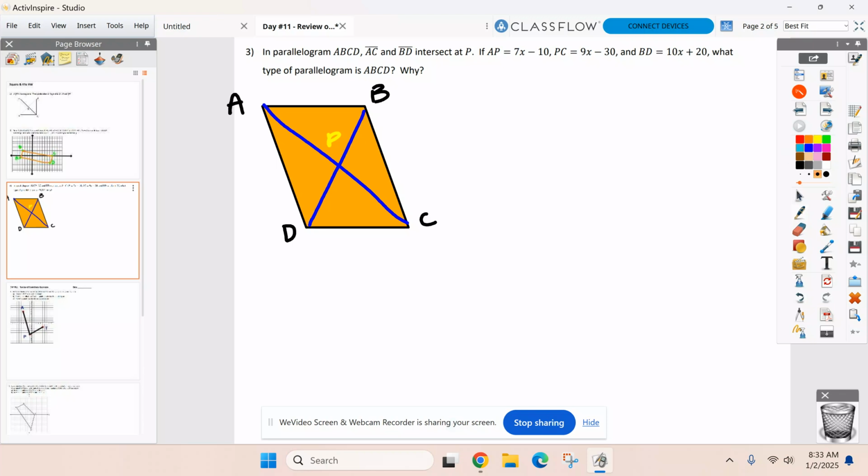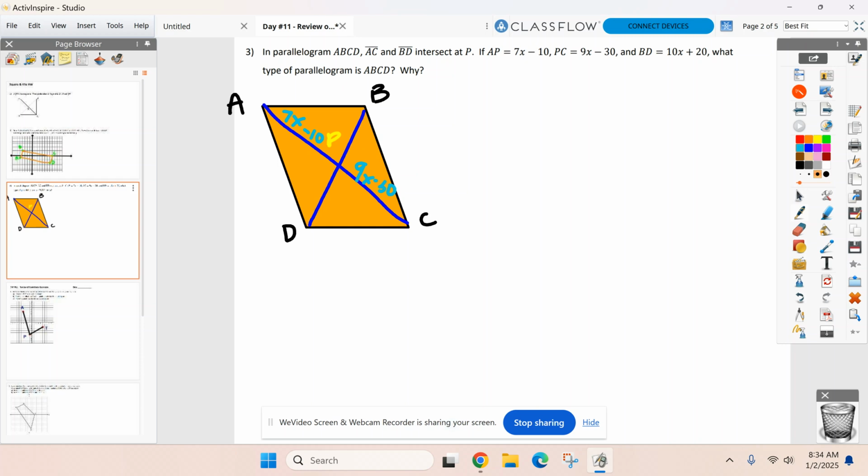If you don't know our properties, make sure we know them by Tuesday for the unit test. Take a look at your paper in the middle of your desk before I ask this. AP is 7x minus 10 and PC is 9x minus 30. And BD is 10x plus 20. Tell me something about the diagonals so I can do something with these.